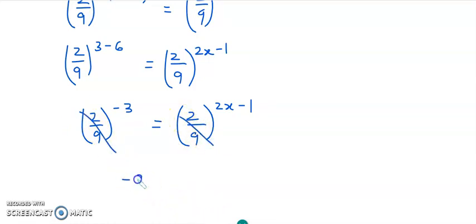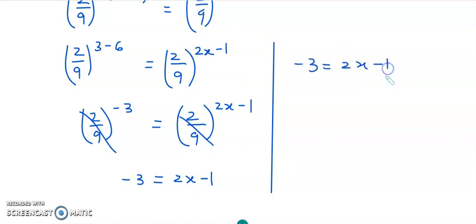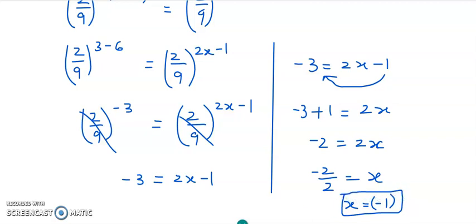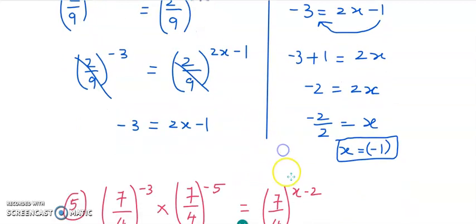Okay. So what I'm going to get, minus 3 equals to 2x minus 1. Okay. So let's simplify that. So first thing which will be going is negative 1. We are going to take it to the other side. So negative 1 will become a positive. So minus 3 plus 1 will be equals to 2x. So minus 3 plus 1 is minus 2, which is equals to 2x. So divide by 2 because 2 is multiplied with x. So minus 2 divided by 2 is x, which is x equals to minus 1. Hope this is clear. Next.